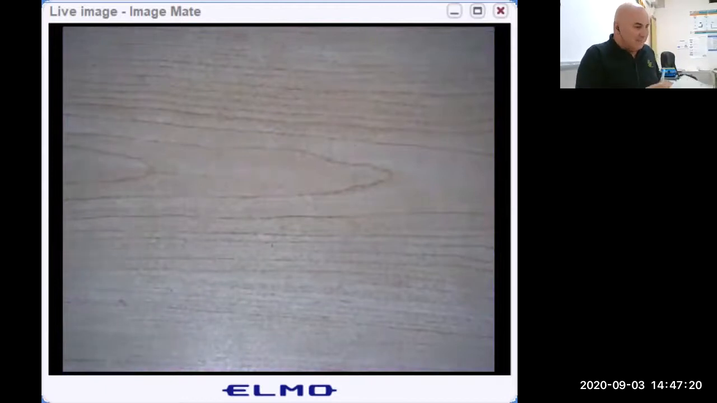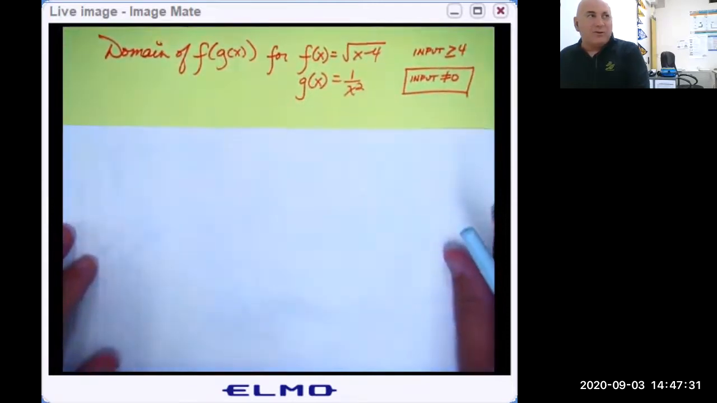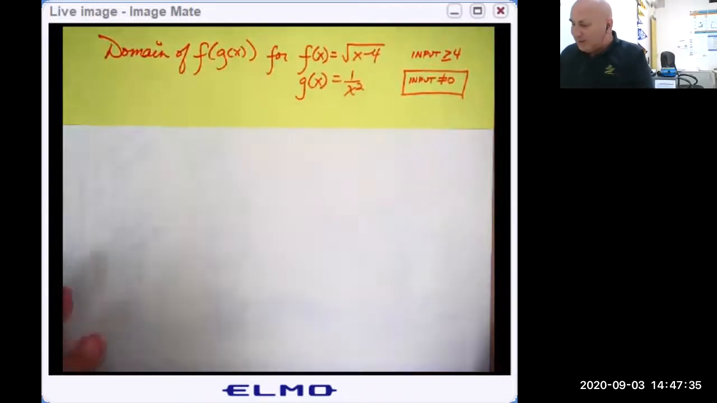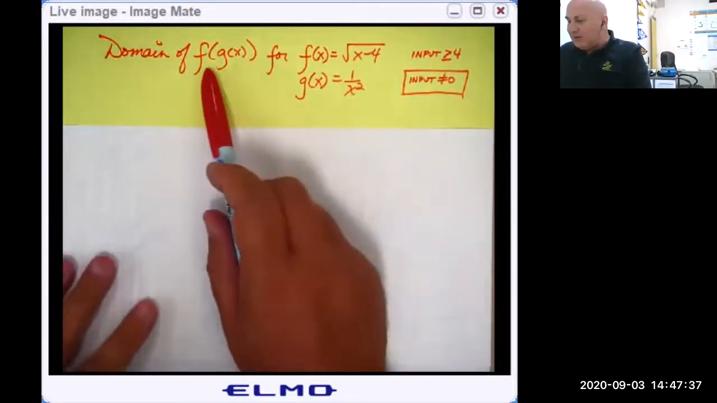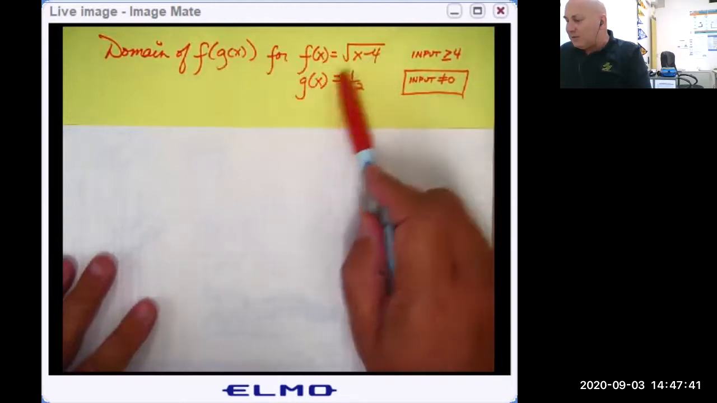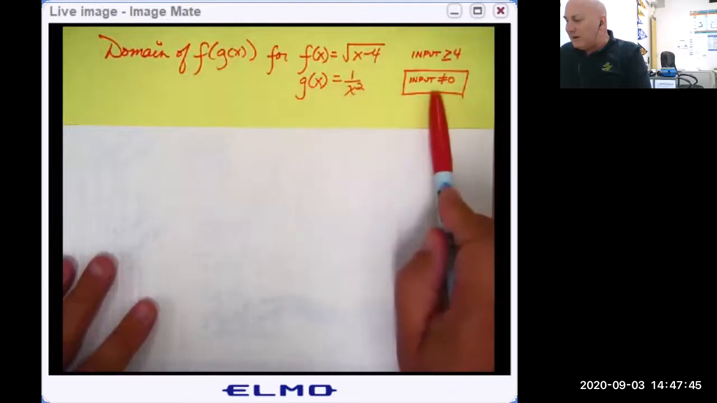This last one is one of my all-time favorites. I would not give you one this difficult on a test or a quiz without having shown you in advance absolutely how to do it. So I want to know the domain of f of g of x. Here's f of x. Here's g of x. Here's my domain for f. Here's my domain for g.